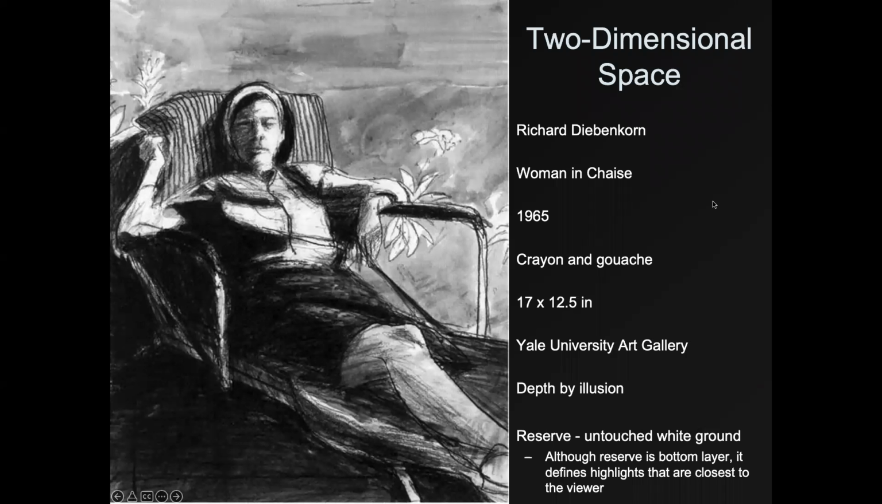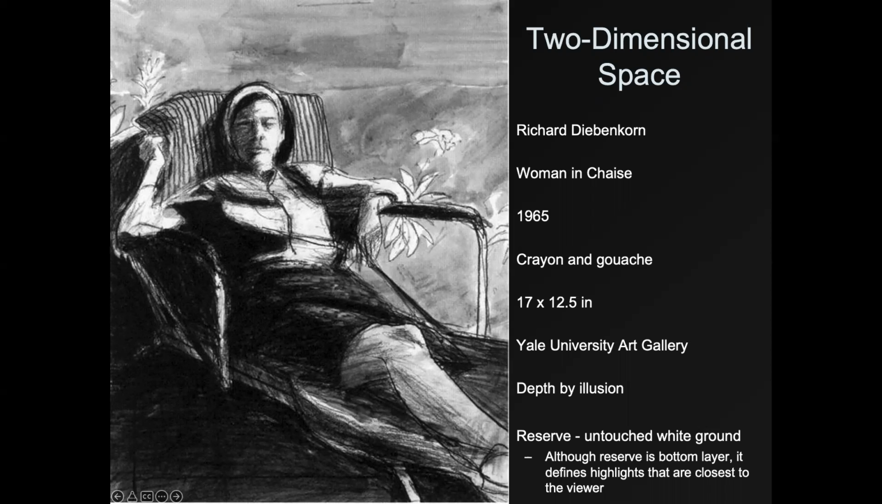So, two-dimensional space. We're looking at Richard Diebenkorn, Woman in a Chaise. And you can see crayon and gouache. That just means basically a type of coloring, although in this case it's black and white. So reserve is the untouched white ground. The pieces that you see here are just the paper with no coloring on it whatsoever.